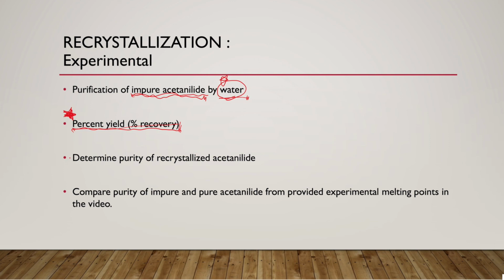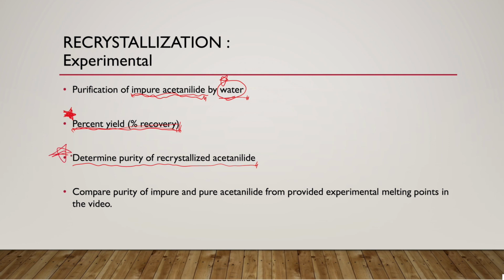Okay. And then after recovering the purified acetanilide, we're going to determine the purity of the compound. Unfortunately, I cannot really coordinate the camera to our melting point apparatus. So in the video, the melting point of the crystallized acetanilide is provided almost at the end. So you should record that number, the melting point, for your report.